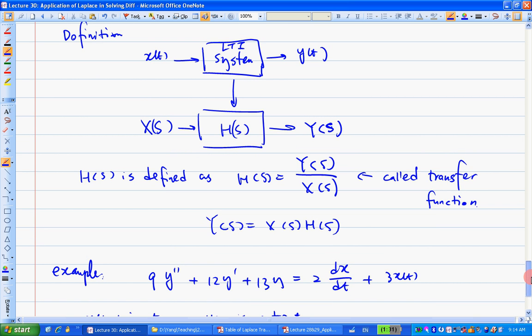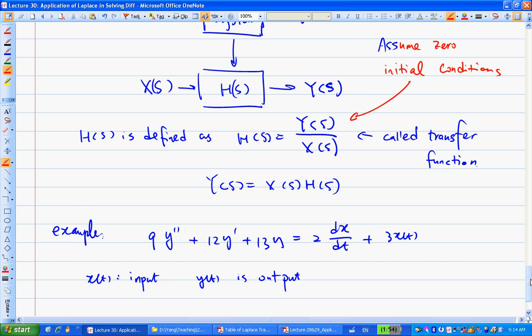Before we do that, I think I missed one important thing here. When we try to obtain the transfer function, I'm going to use the red letter, we're going to assume zero initial conditions. We'll see why this is important. Remember, when the question asks you to obtain the transfer function, the premise is zero initial conditions.